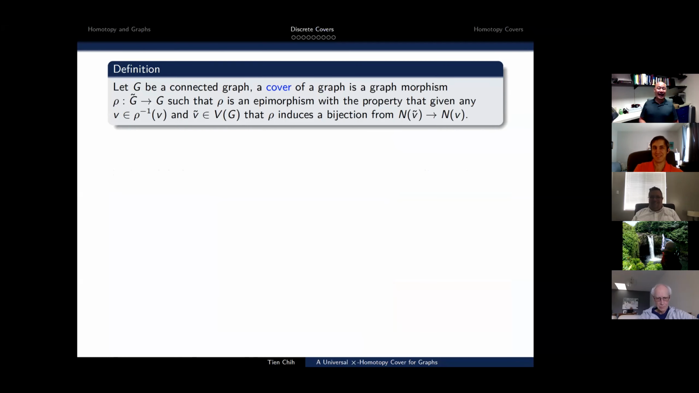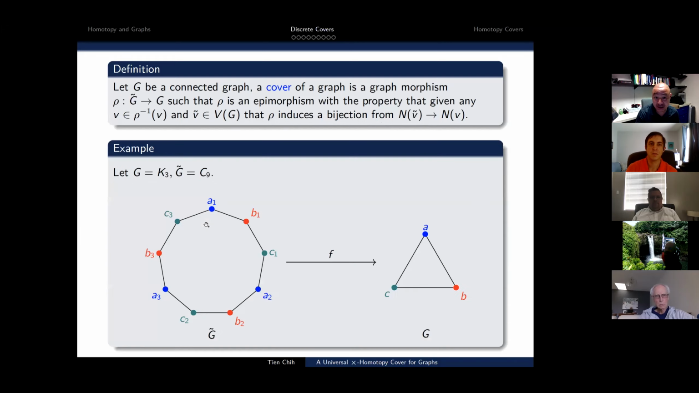All right. And so what we have as a definition for cover is a graph along with a morphism that's surjective, that's onto, and so that it induces a bijection in the neighborhoods. So if you have a vertex in the codomain with a bunch of neighbors, for every one of its vertices in the pre-image, there's a bijection between the neighborhoods. So neighborhood means just the adjacent vertices, just the vertices that you're adjacent to.